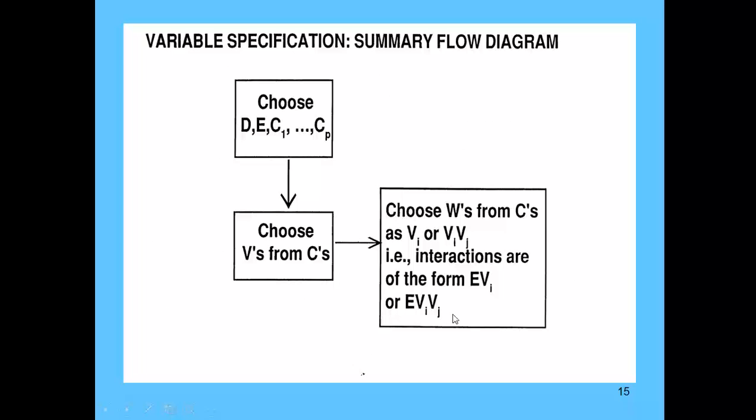Okay, so where are we at this point? We have a flow diagram. We're starting with D, E, and the C's. And what we say is you then choose the V's from the C's according to what makes sense. And then you choose the W's from the C's, either as just the V's themselves or VI times VJ. And they go in the model as product terms with E. And that's if you have one E. It gets more complicated if you have more than one E. You with me?